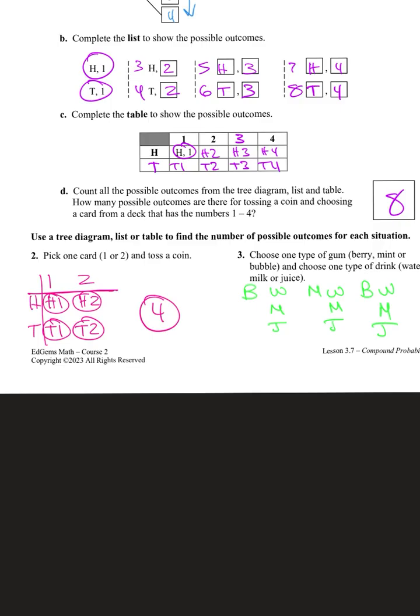So how many total possible outcomes are there? Well, count out the number of combinations. For berry, that's 3. For the next column, there's mint water, mint milk, and mint juice. So there's 3 possible outcomes there. And then last but definitely not least, there's bubble. You can have your bubble gum with your water, your milk, or your juice, which is 3. So it's 3 plus 3 plus 3. It's 9. So there's 9 possible outcomes for number 3. All right, next page.